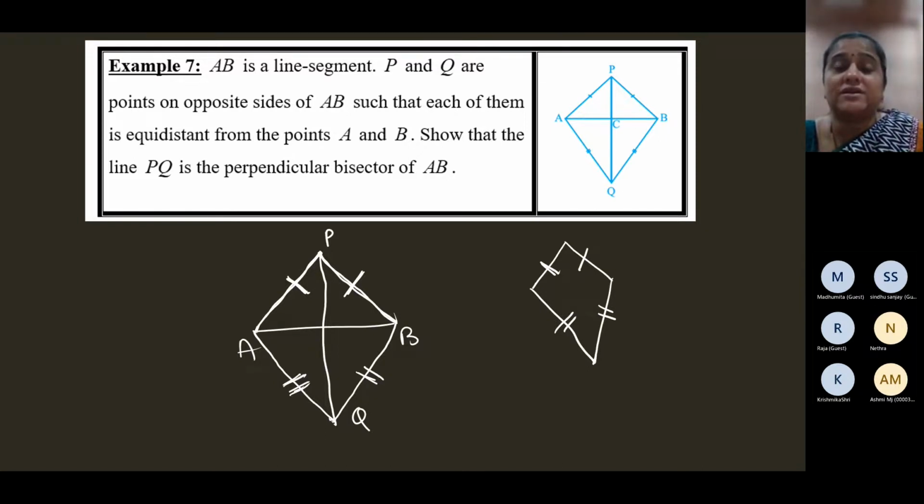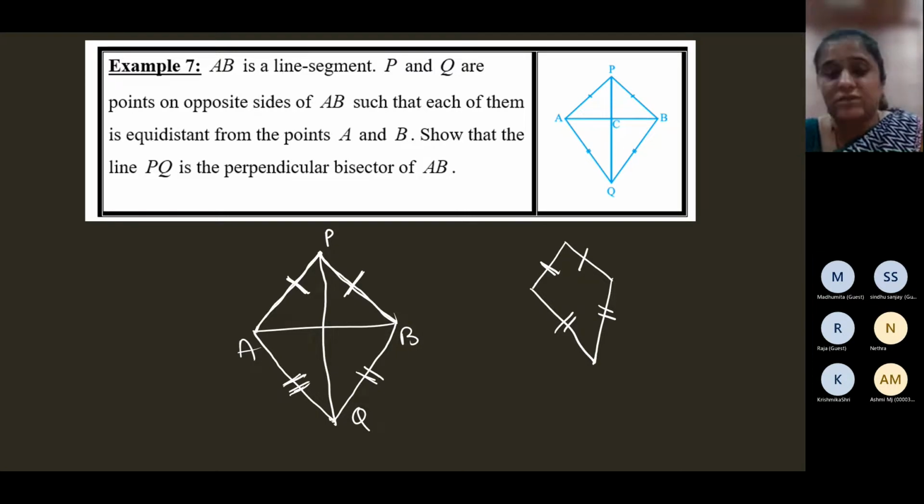In a kite, the diagonals are perpendicular to each other. And in a kite, the longer diagonal bisects the smaller diagonal. The smaller diagonal is cut into two equal pieces. The longer diagonal is not cut into two equal pieces. The longer diagonal cuts the smaller diagonal into two equal pieces. And the diagonals are perpendicular to each other.